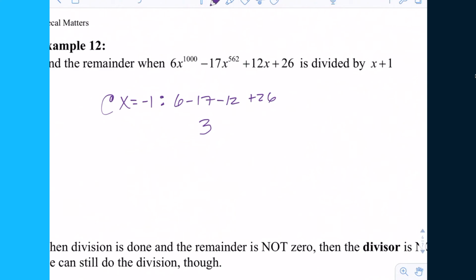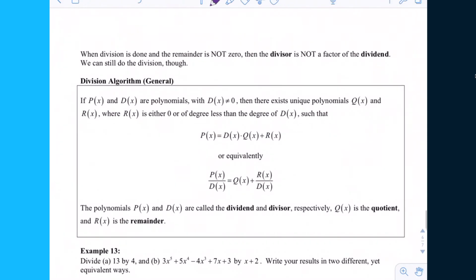But remember, 3 is also now the remainder when I divide that by x plus 1. So is x plus 1 a factor of that? No, because 3 is not what? 0. So remember on the quiz, if you had to justify, you wouldn't say that x plus 1 is not a factor of that because the function value there is 3. You would say it's not because the function value is 3, and 3 ain't 0, right? We're looking for zeros.